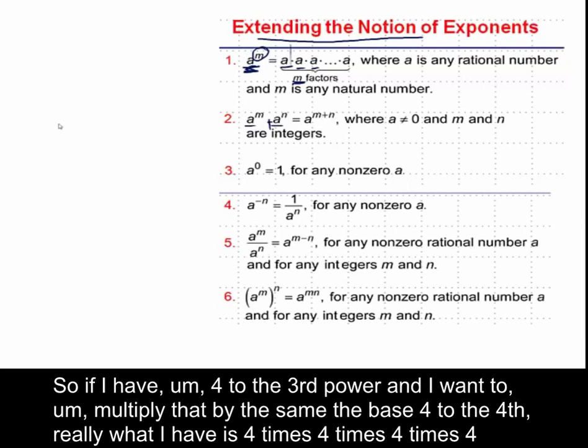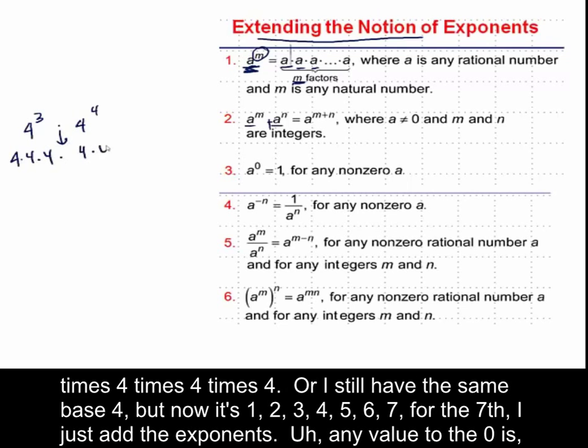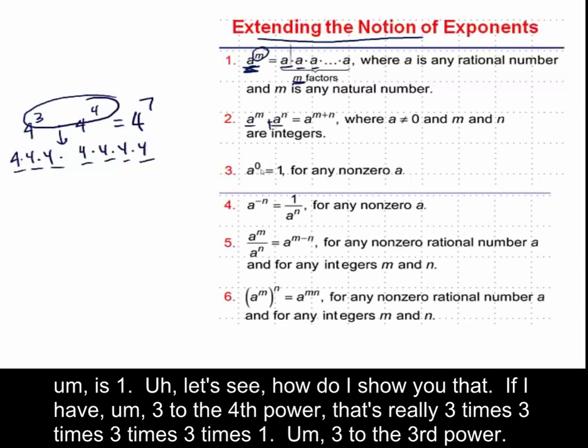the exponents. So if I have 4 to the third power and I want to multiply that by the same base, 4 to the fourth, really what I have is 4 times 4 times 4 times 4 times 4 times 4 times 4, or I still have the same base 4, but now it's 1, 2, 3, 4, 5, 6, 7, 4 to the seventh. I just add the exponents. Any value to the 0 is 1.